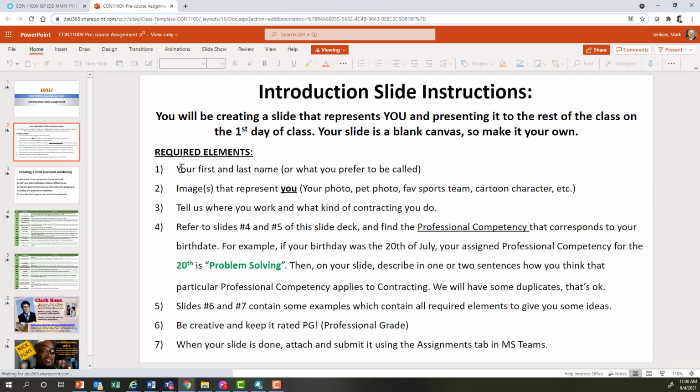Okay. The required elements is they have to have their first and last name. They can have images that represent them, like a photo or a pet photo, favorite sports team, or cartoon characters, right? But they should have something in there that kind of personalizes their slide. Number 3, they should tell us where they work and what kind of contracting they do. And number 4, they will be referring to slides 4 and 5 of this slide deck to find the professional competency that corresponds to their birthday.